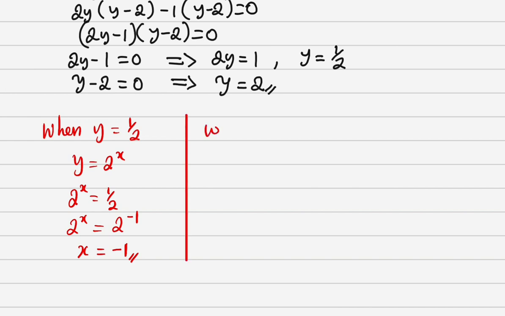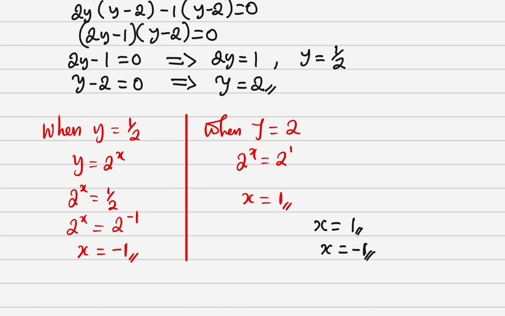All right. When y is equals to 2, I'm going to have 2 raised to power x is equals to 2, and this is like 2 raised to power 1, so we have x is equals to 1. So I have two answers. My answers will be x is equals to 1 and x is equals to minus 1. So quickly, let's go to the second question.